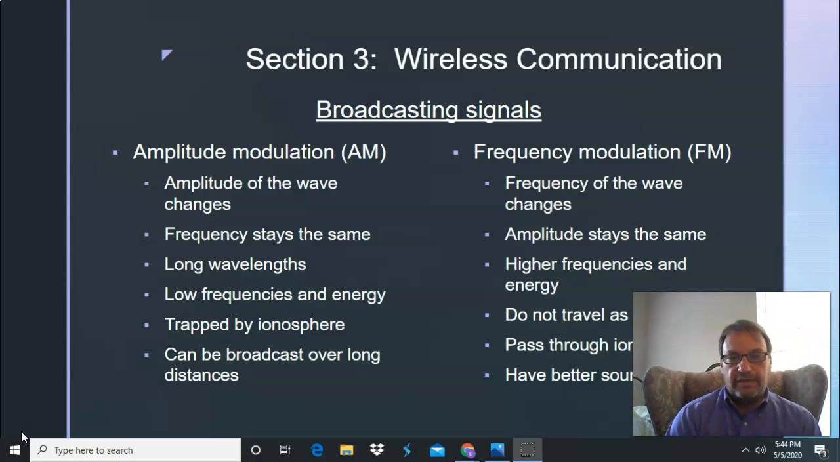Just for fun, you might click over onto the AM button on your radio dial and listen, and you get a lot of interference in that. But those can travel a long distance, but at the same time, they're not very high quality.